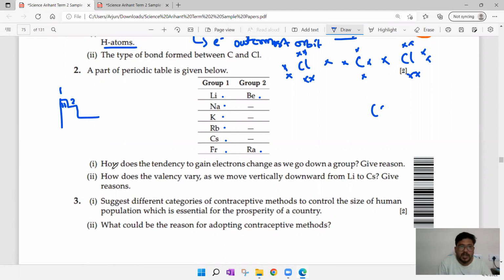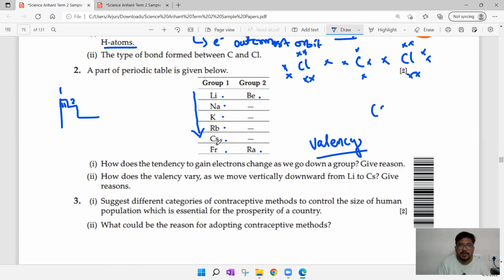Leave it. They are asking questions like, how does the tendency to gain electrons change as we go down the group? You see, the tendency to gain electron changes as we go down the group. If you're moving down, tendency to gain electron, tendency to lose electron, simply to say valency. So they're talking about valency. How does valency change if you're moving from top to bottom? Valencies will be constant.